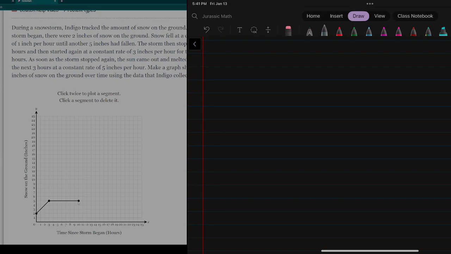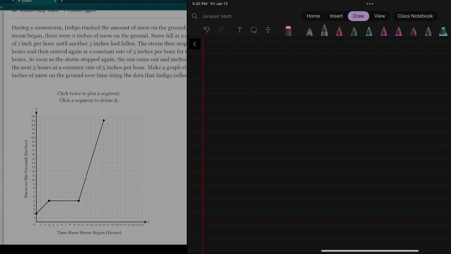And then it started again at a constant rate of 3 inches for every hour for the next 6 hours. So that means we need to go up 3 and over 1. So we're going to click 1, 2, 3, over 1. That's 1 hour. We have to do this 5 more times. 1, 2, 3, over 1. That's 2. Then 3, 4, 5, and 6. So there we have it.